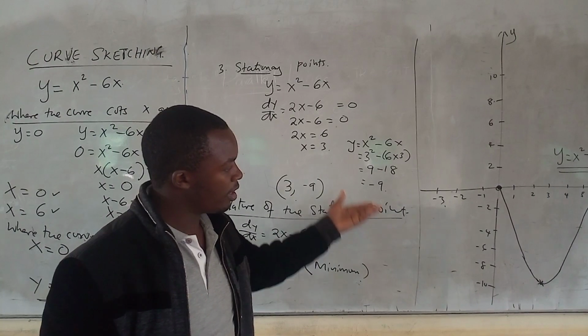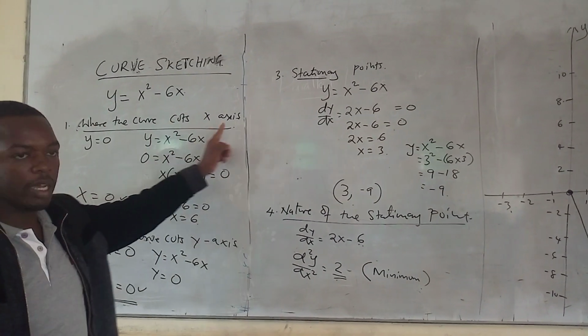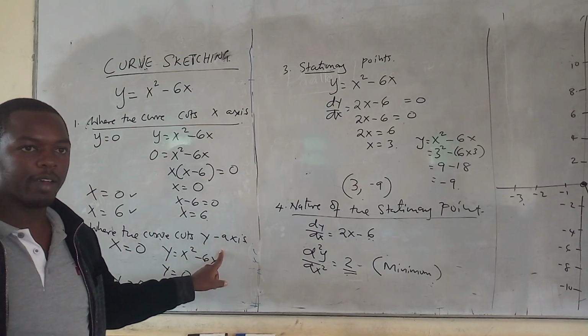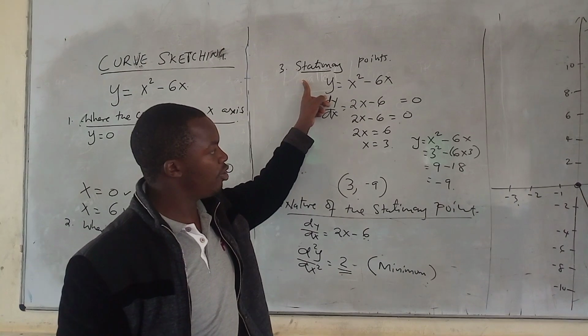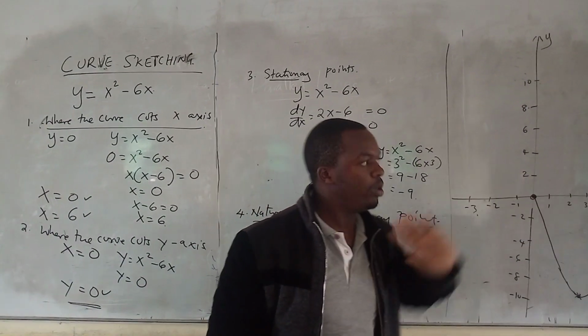So those are the simple steps. I have 4 steps. First of all, get where the curve cuts the x-axis. Secondly, get where the curve cuts the y-axis. Get the stationary point. Get the nature of the stationary point, and then plot.